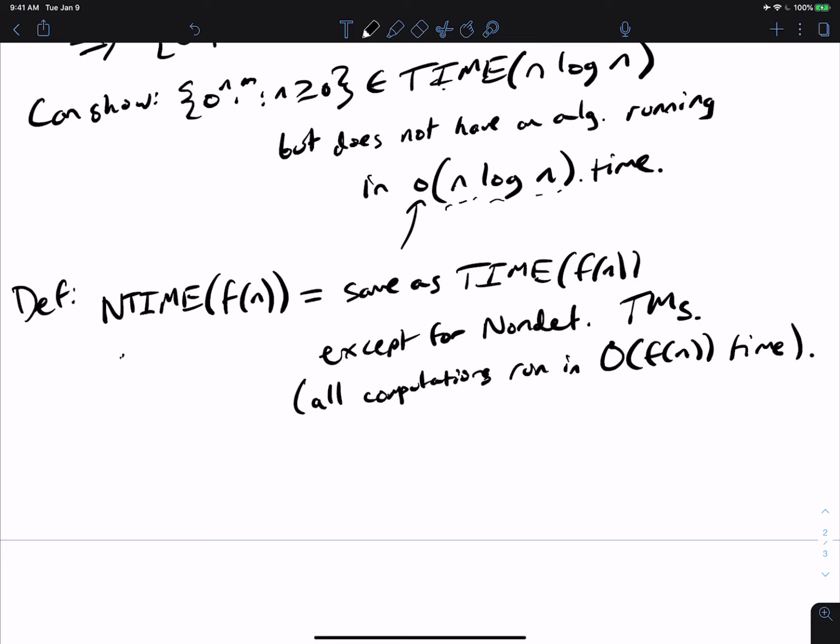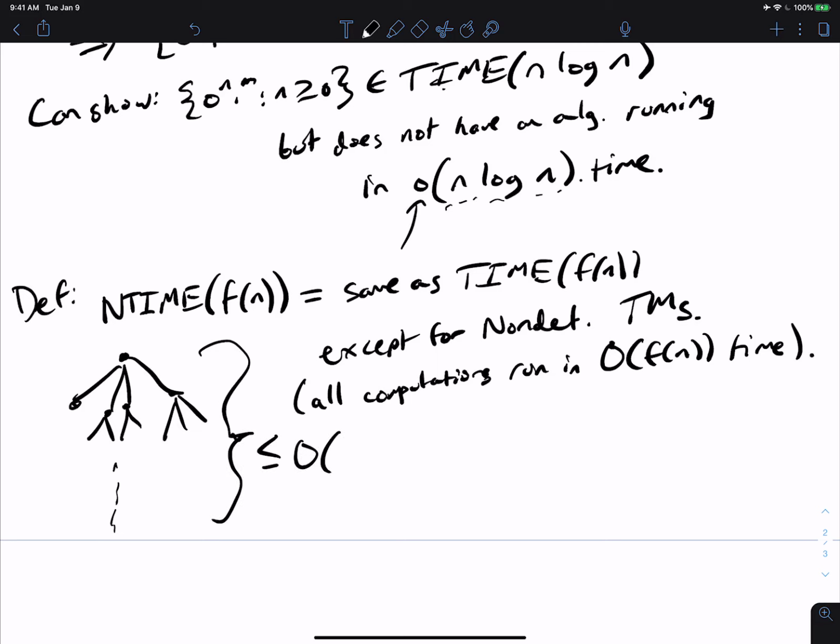So if you visualize the tree that we did when we converted a non-deterministic TM to a deterministic one, where we had something that looks like this. Remember? So the tree can continue, but the height of the tree is always at most big O of f of n in height. So it can't be any higher than some constant times f of n.